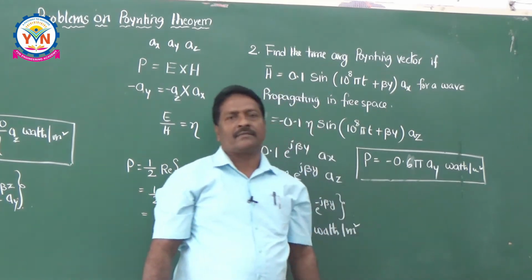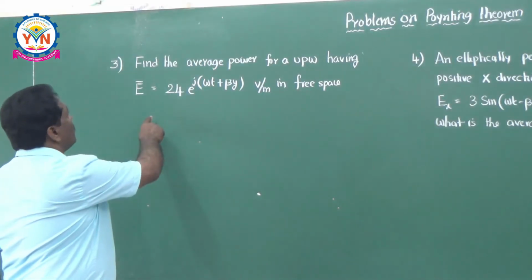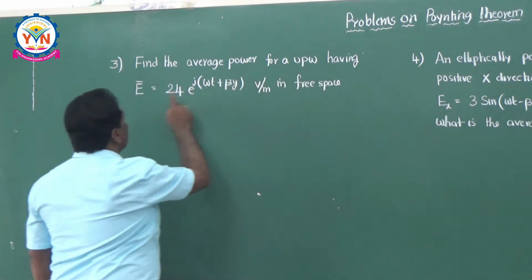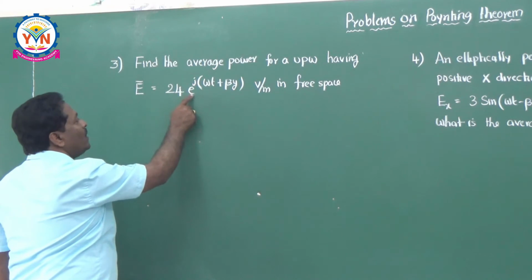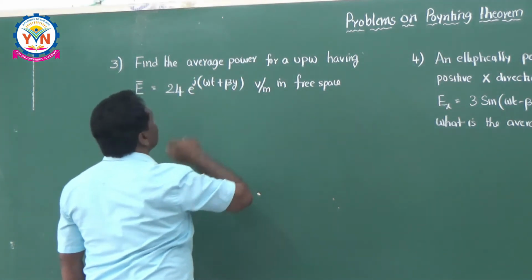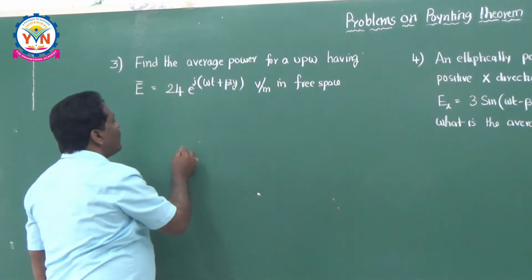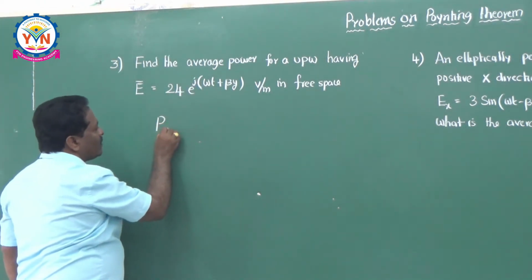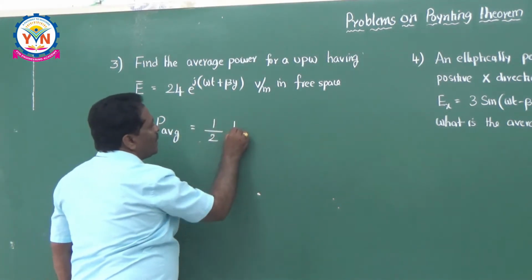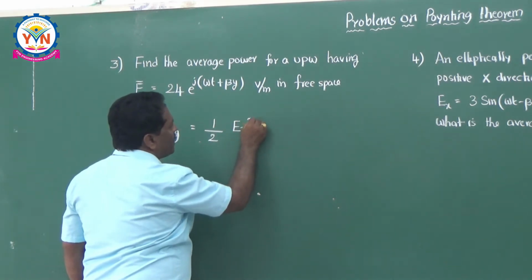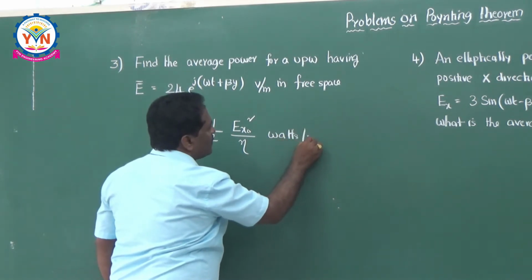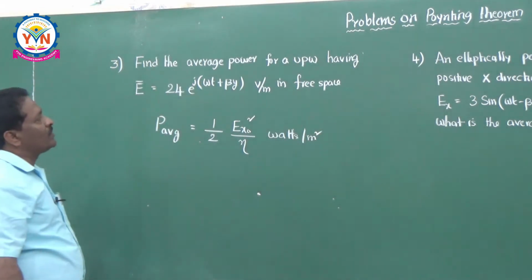watts per meter square. Coming to this third problem: find the average power for a UPW having E bar equal to 24 e to the power of j(omega t plus beta y) volt per meter in free space. So you know the average power P average is equal to 1 by 2 into Ex naught square divided by eta watts per meter square. This is the formula you have to use.